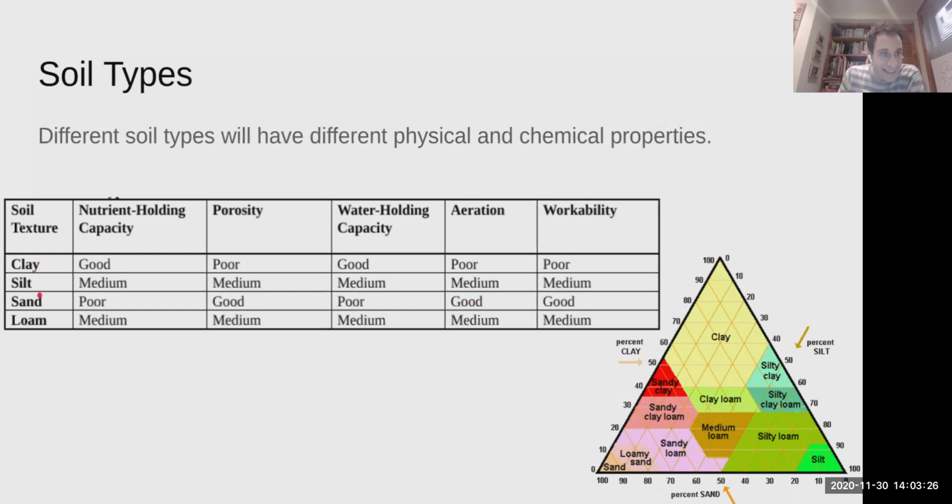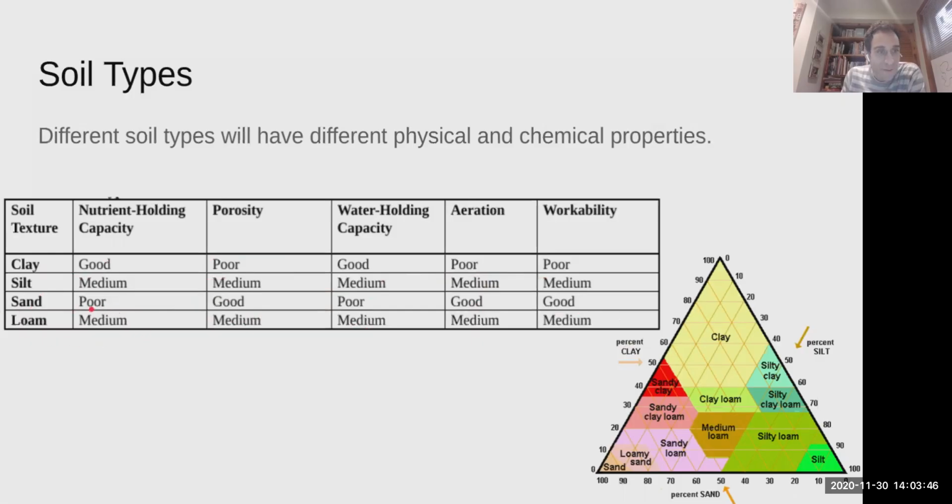So clay and sand are our extremes of soil, the exact opposite. And then silt is in between, and it's just medium for everything. And loam is medium for everything too. This is why farmers like loam soil.